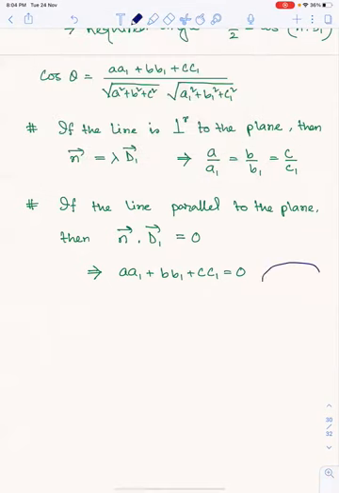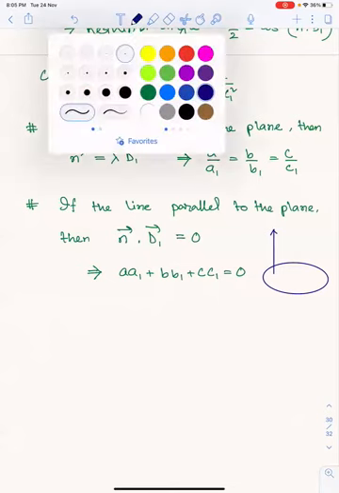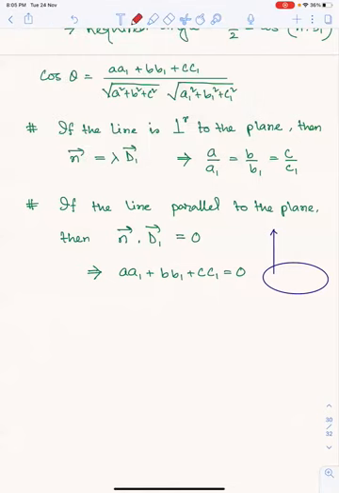Yes, just consider a plane. Say this is a plane and a line which is parallel to that. So I am considering the outward normal direction for the plane is this direction. Now a line which is parallel to the plane.